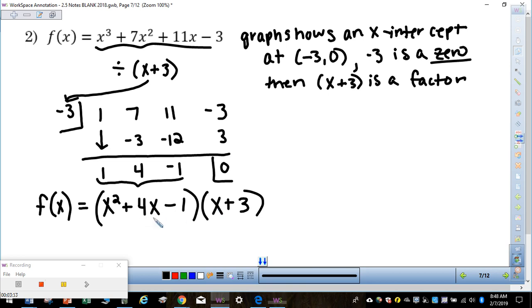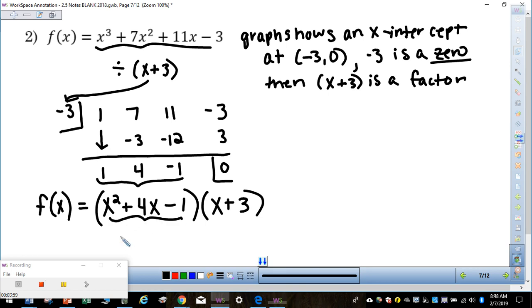So the idea is that if we were to multiply these out, we're going to get the same polynomial that we started with. Now, looking at this part here, if we tried to factor this further, it doesn't look like the numbers are going to work out. We'd have to have two numbers that multiply to -1 and add to +4, but it's just not going to work out that way. And so in a sense, it is factored. We do have a factored form here.